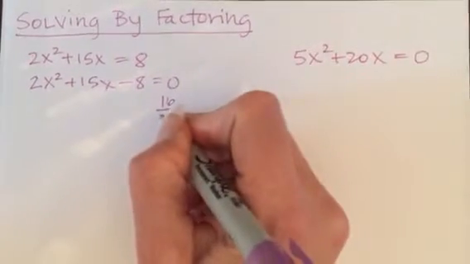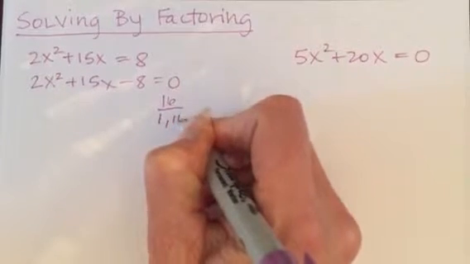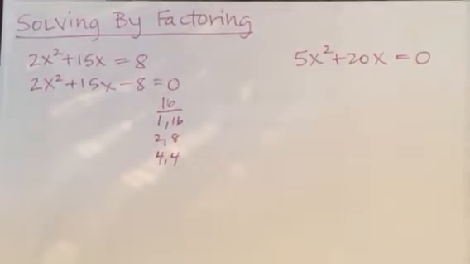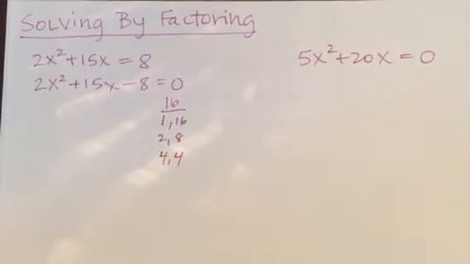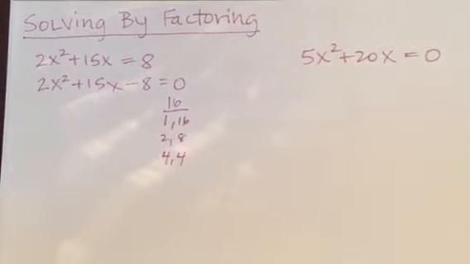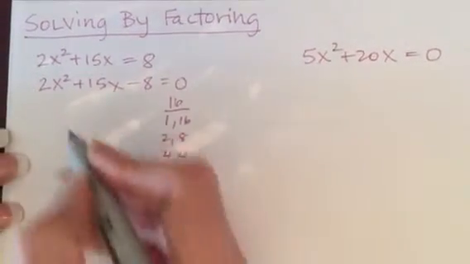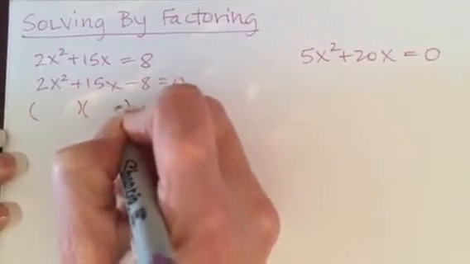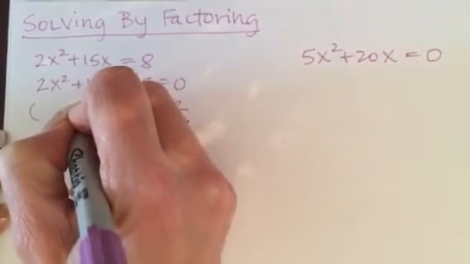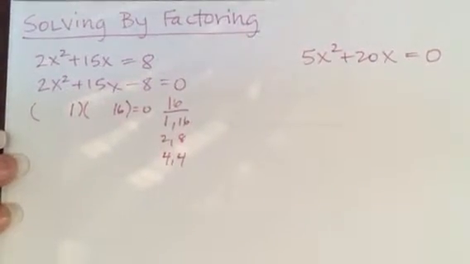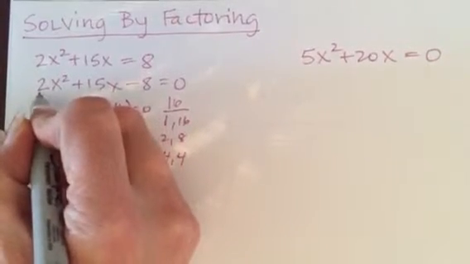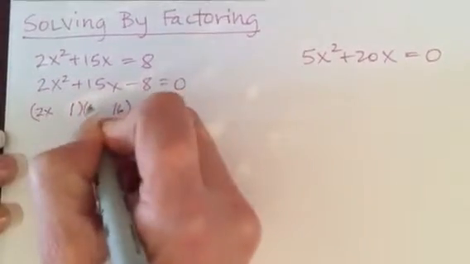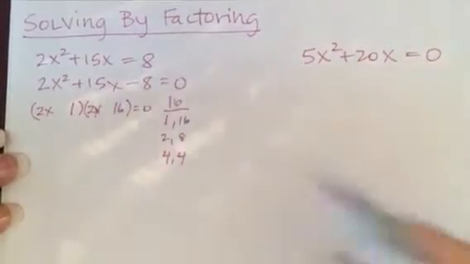And of course we know if we were to list those factors of 16, 1 and 16, 2 and 8, 4 and 4, that the only combination that subtracts to make 15 is the 1 and the 16. So we are going to use those two values in the back end of our set of parentheses. So we've got a 16 in the back of one, a 1 in the back of the other. We're going to put a 2x, and the 2 is coming from the leading coefficient, in the front of both of these parentheses.